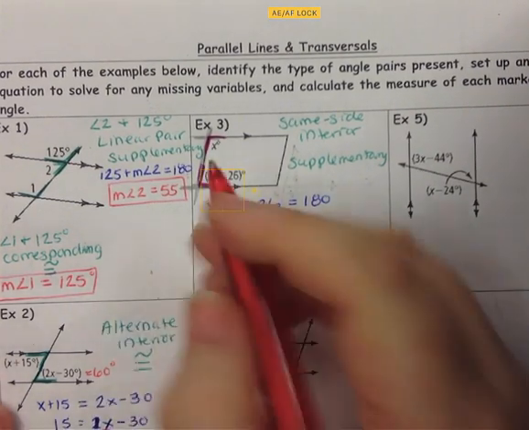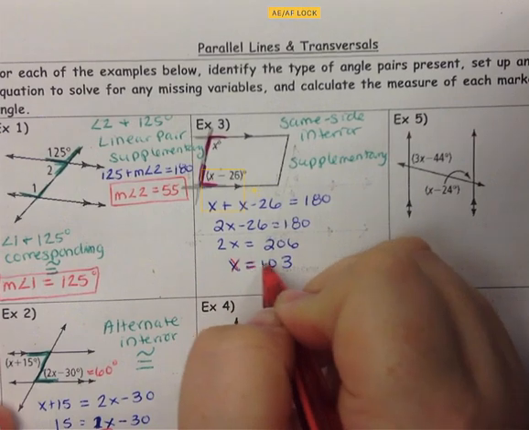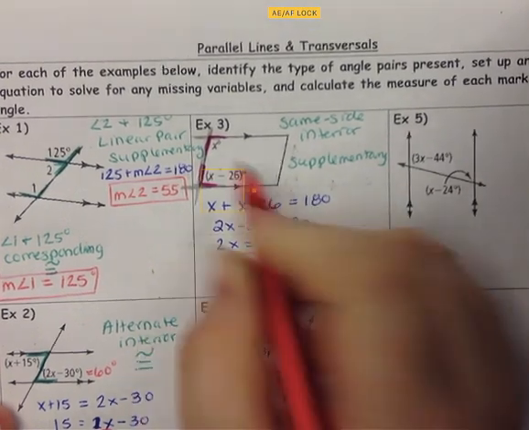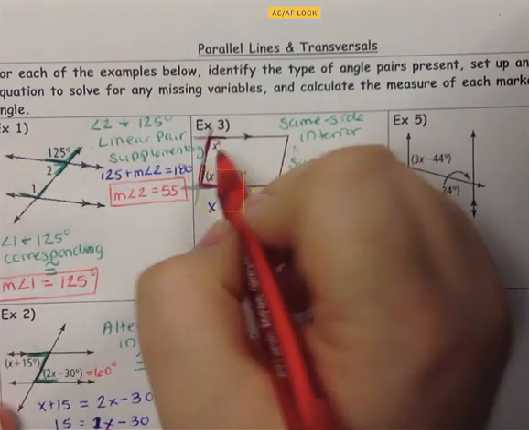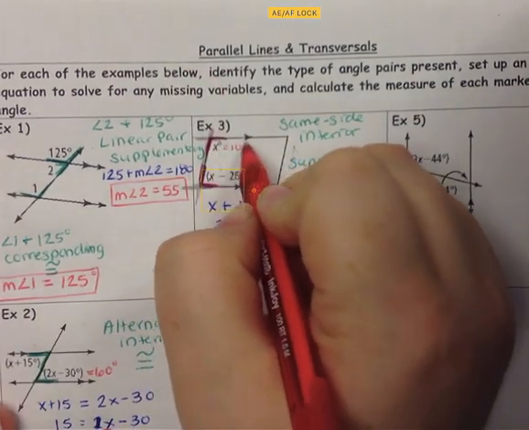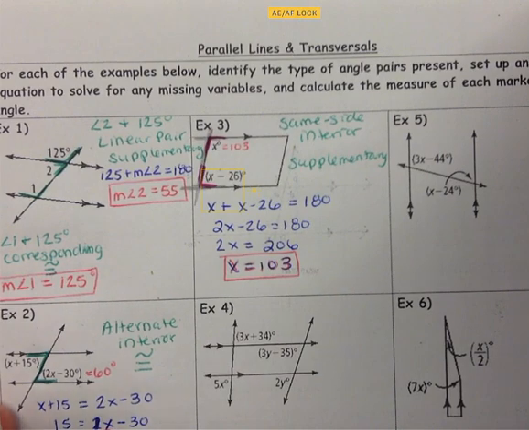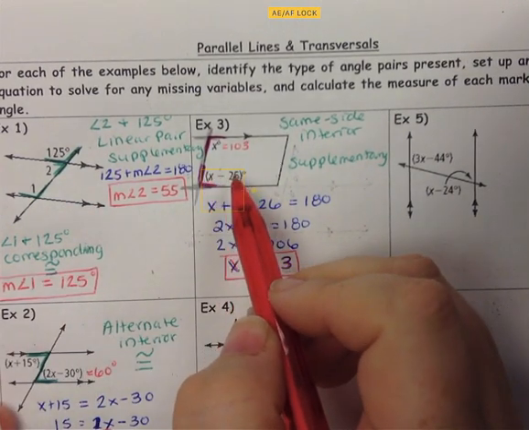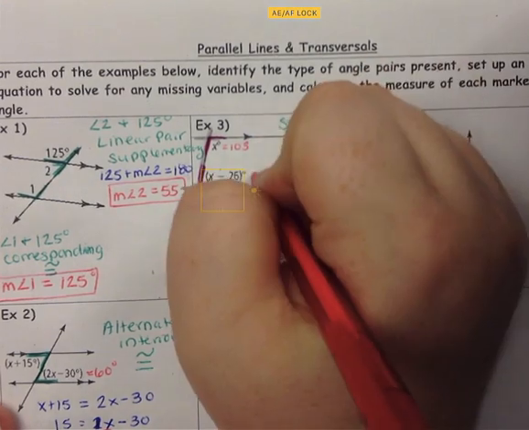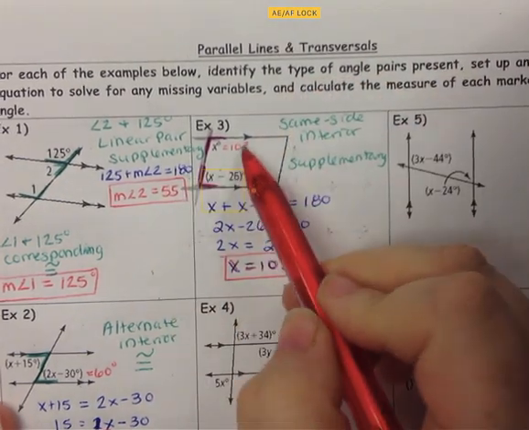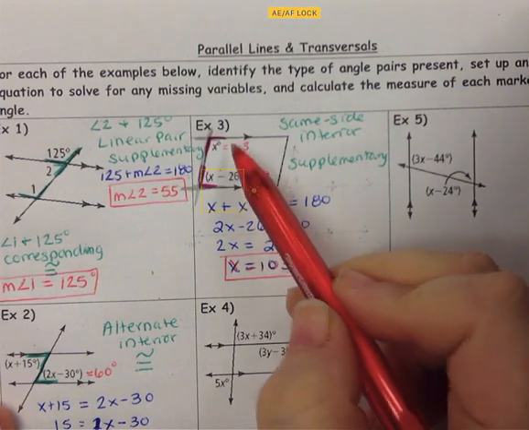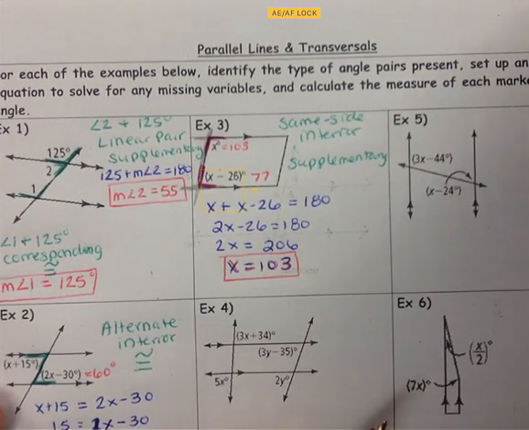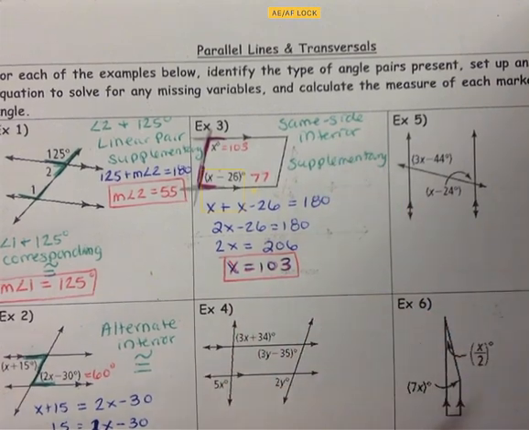So now that we have x equals 103, I'm just going to go over that in my red because that's my answer. We can go up here and actually check them. So x would be 103. And then x minus 26 would be 103 minus 26, which will give you 77. Now we can check, do these two angles add up to 180? They do, therefore we were correct in our math and in our relationships.